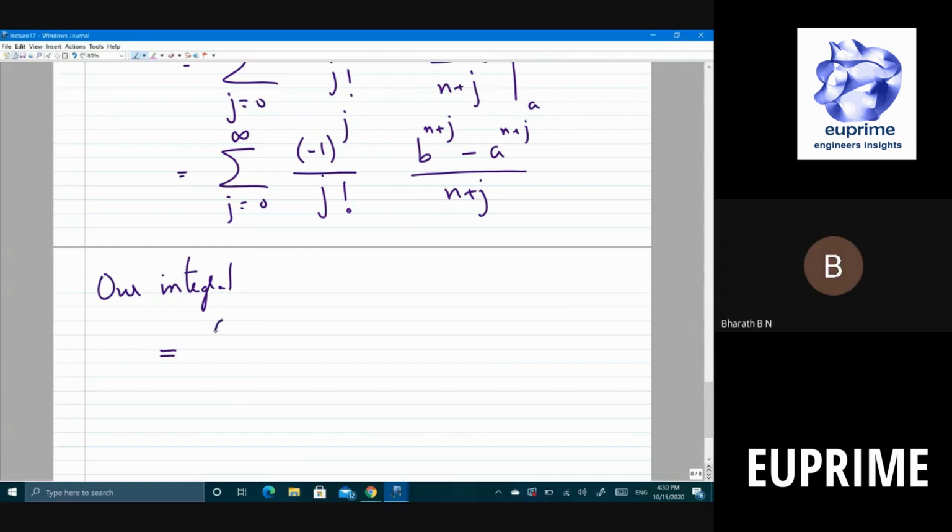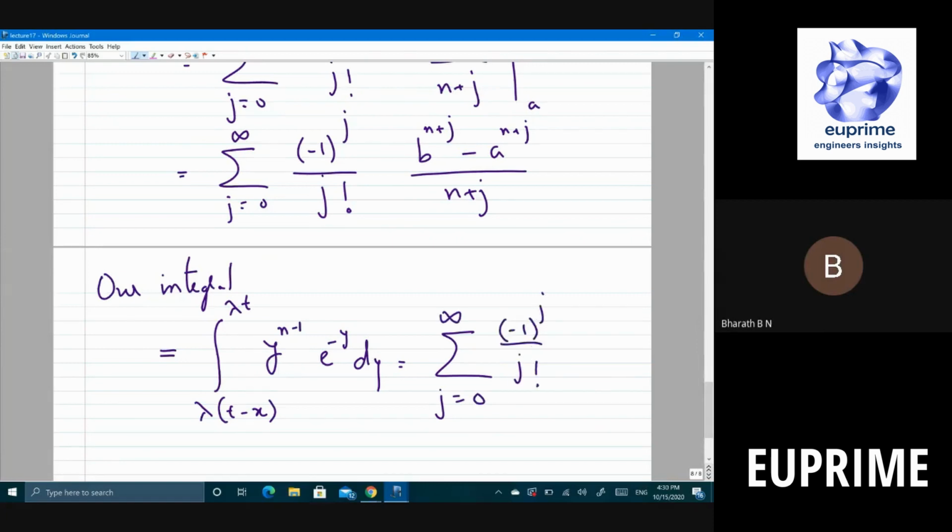What is our integral? It's from lambda t minus x to lambda t, y power n minus 1 e power minus y dy. This is nothing but summation j equal to 0 to infinity, minus 1 power j over j factorial. What is b power n plus j now? This b is lambda. Lambda is common, so I can take lambda power n plus j. Now you have t power n plus j minus a, which would be t minus x power n plus j divided by n plus j. Is this fine? I think we'll get the answer.